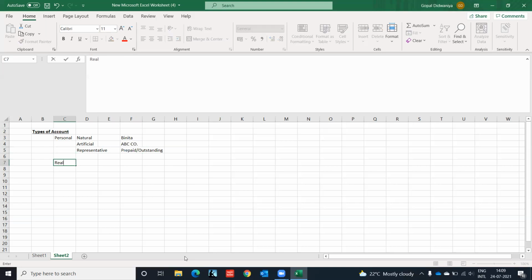Then we have the real account. Real account we have two types: tangible and intangible. Tangible, which you can touch and feel. Here you have the fixed assets, and your cash, bank, etc. All the assets will come. Intangible is what you cannot touch and feel, like goodwill, patent, copyright.